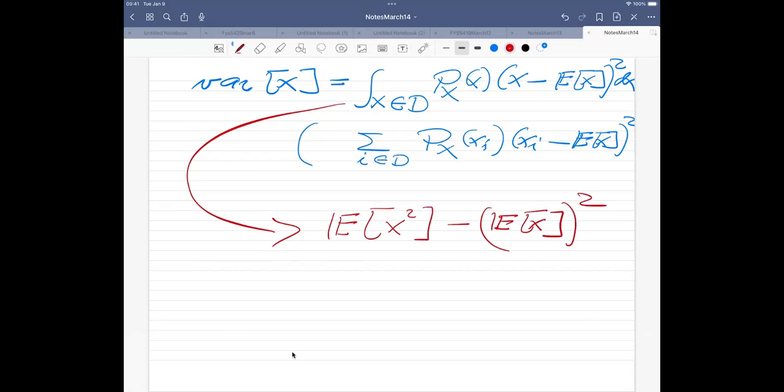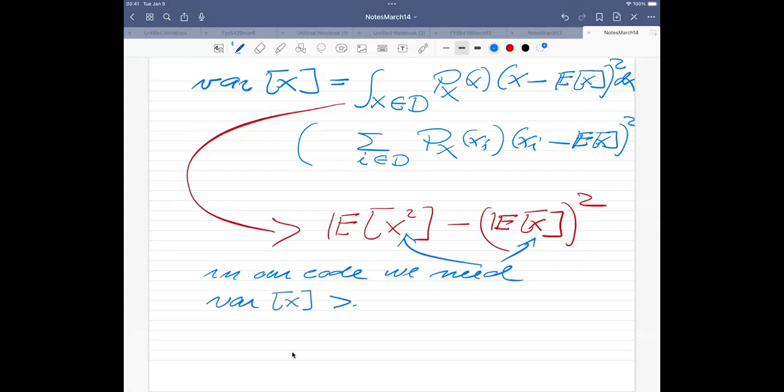And that means that in our code, obviously, we need this quantity and that quantity. And with these two quantities, we can then evaluate the variance. So the variance is a quantity which is always larger or equal than 0. It can never be negative. If you get a negative variance, there's something wrong.